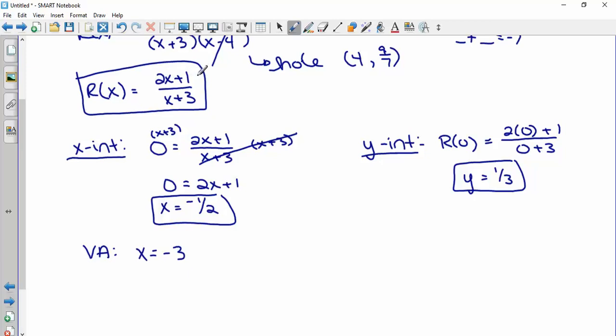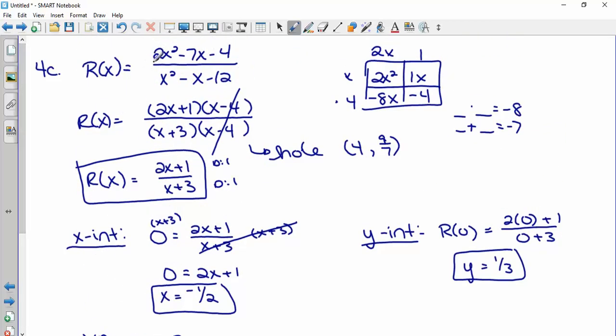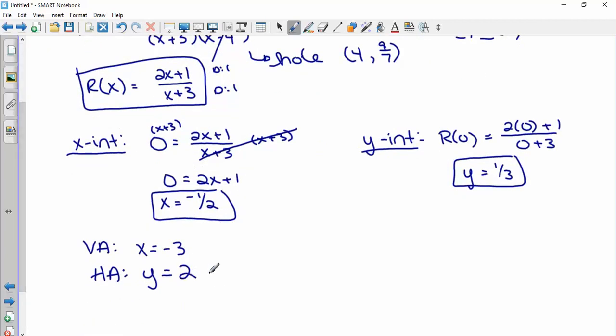Okay, horizontal or oblique. What's the degree of the top? Yeah, if you look at the original, it was a 2. If you look at our reduced, it's a 1. You can do either way. The bottom is a 2 in the original or a 1 here, but either way, you see it's the same degree on top and bottom. If the degree is the same, it's horizontal, and we find it by dividing the leading coefficients. So whether you're looking in the original or a reduced, both of those are 2/1, which is just a 2.